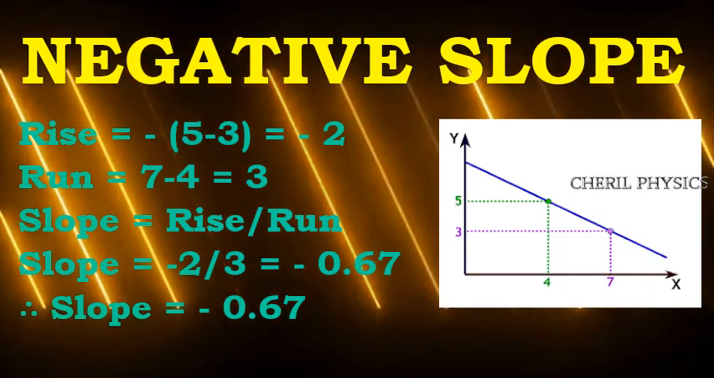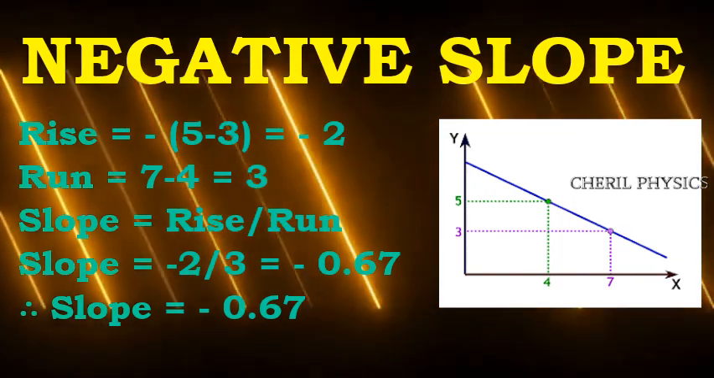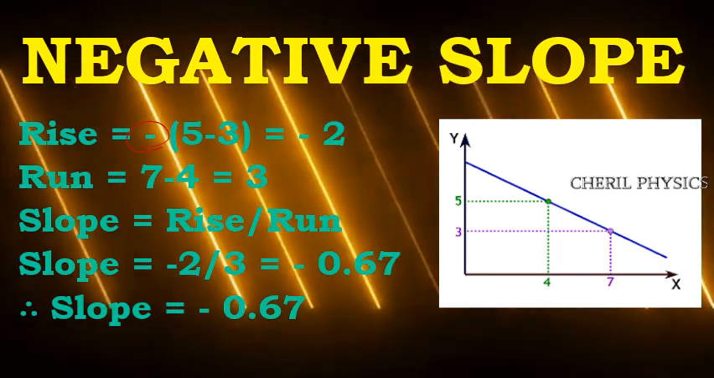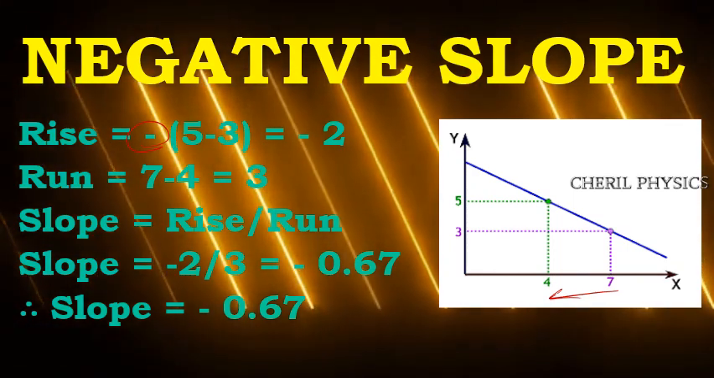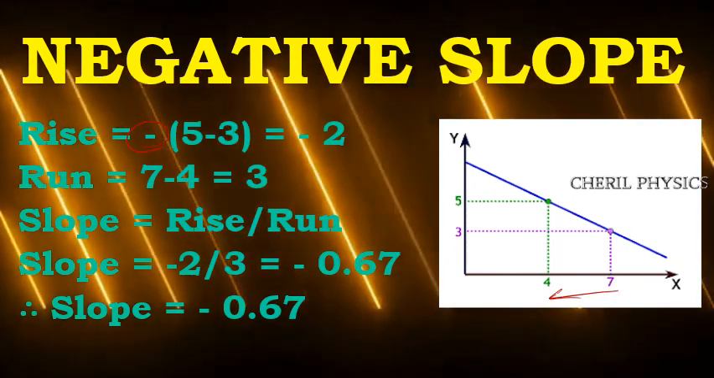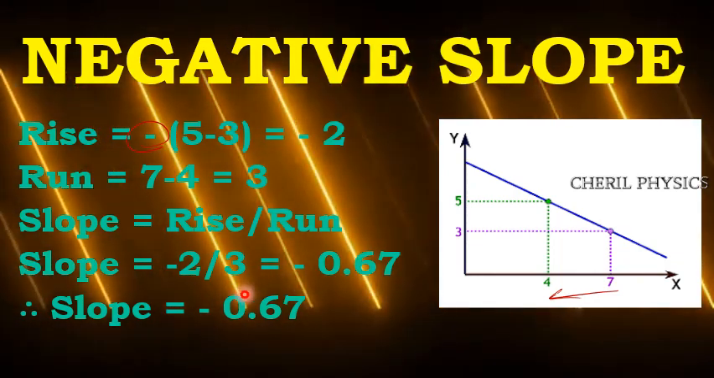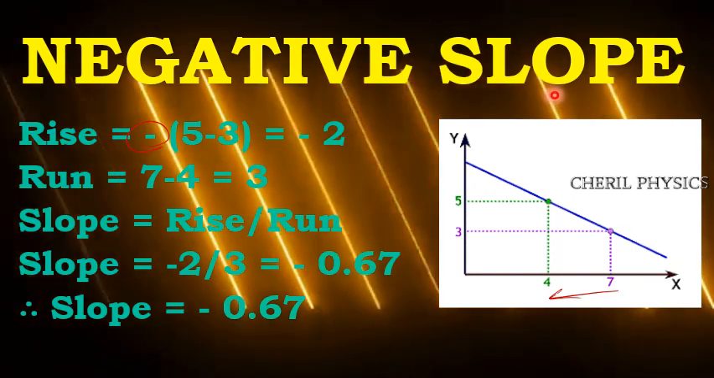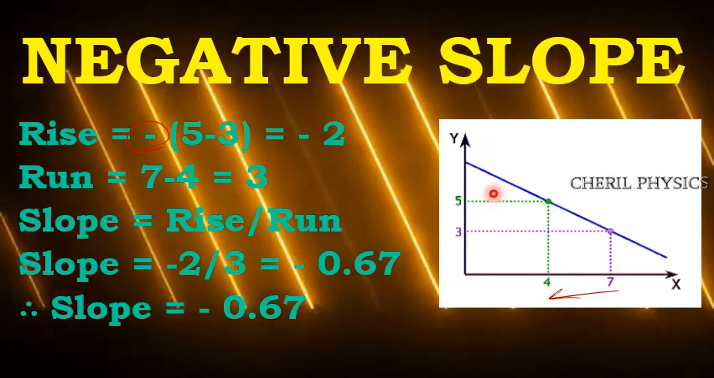So this is called the negative slope. Negative slope for this picture I have given here. So 5 minus 3 is minus 2 here, because you have minus for the rise. And for run it is 7 minus 4. So it is going to be minus 2 by 3. So you will get minus 0.67. So this is regarding your negative slope.